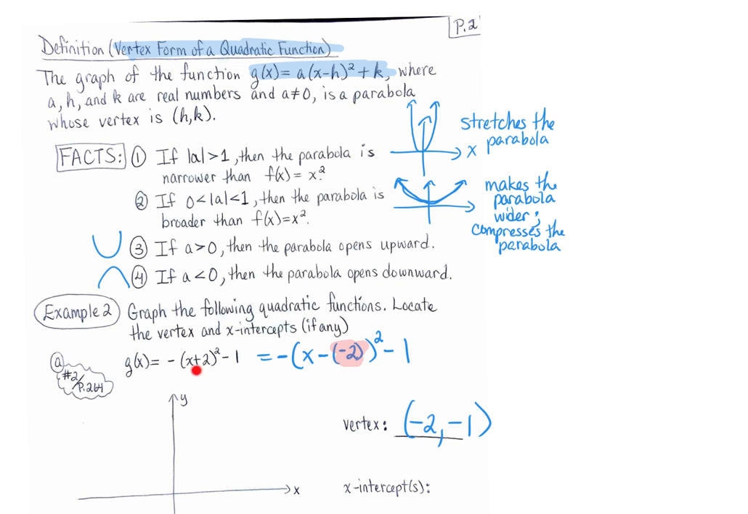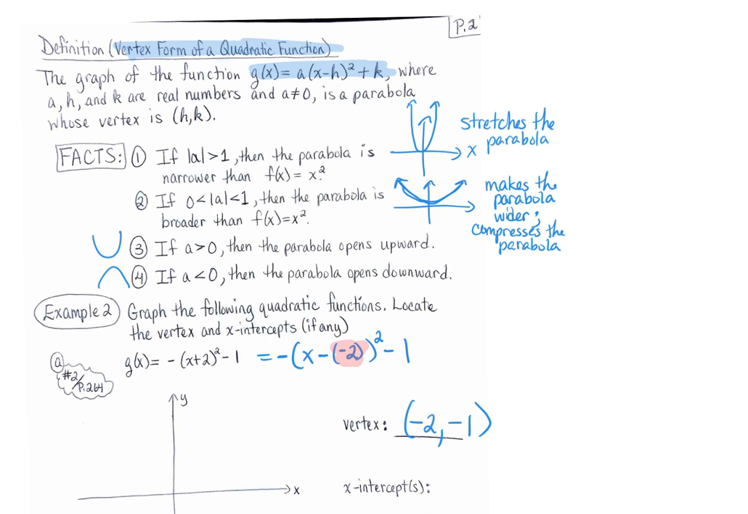So if we rewrite the x plus 2 as x minus negative 2, then our g of x here appears in this same form, vertex form. So now our h is this negative 2. So that's where that negative 2 came from. And the minus 1 came from here.